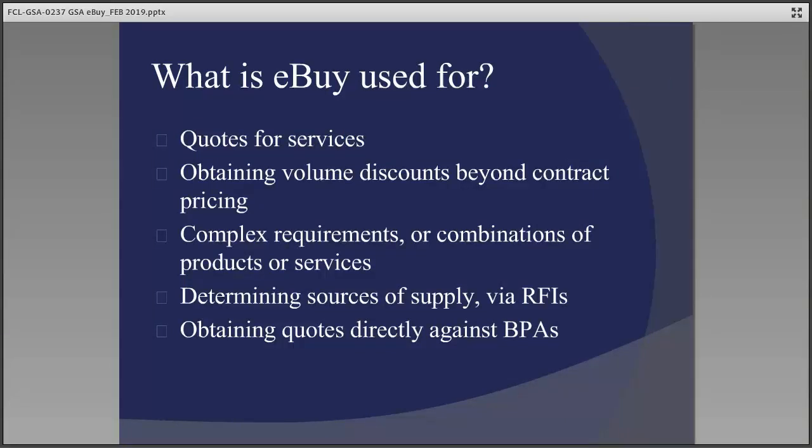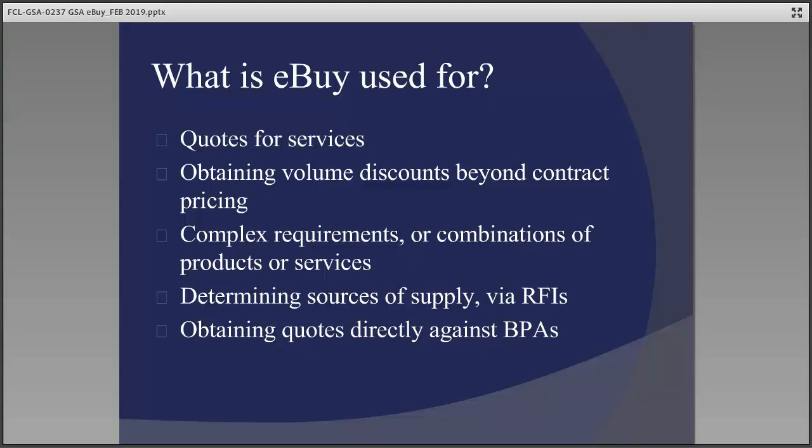When would you use eBuy? What would you use it for? Well, eBuy was introduced back in 2001 to address the growing need for services. Alongside eBuy, we also have GSA Advantage, which has always been ideal for buying off-the-shelf products, but there was no tool for services, and services were becoming a bigger part of what the government was looking to buy. So eBuy was introduced to make it possible to buy services.